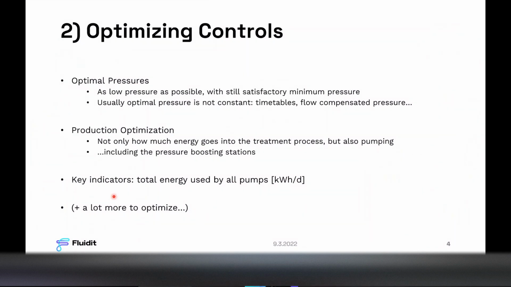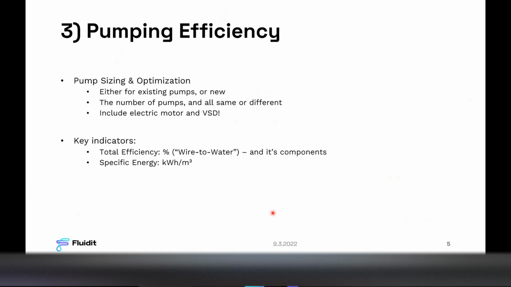All right, that was just a few key points to pick up from the control side. Let me talk a few words about pumping efficiency. So in the end, this is about pump sizing and optimization. It can be either for existing pumps or for new pumps. It's good to remember that generally speaking, pumps are quite cheap compared to the energy they consume. So don't hesitate to suggest new pumps. They can quite easily save their cost quite fast.